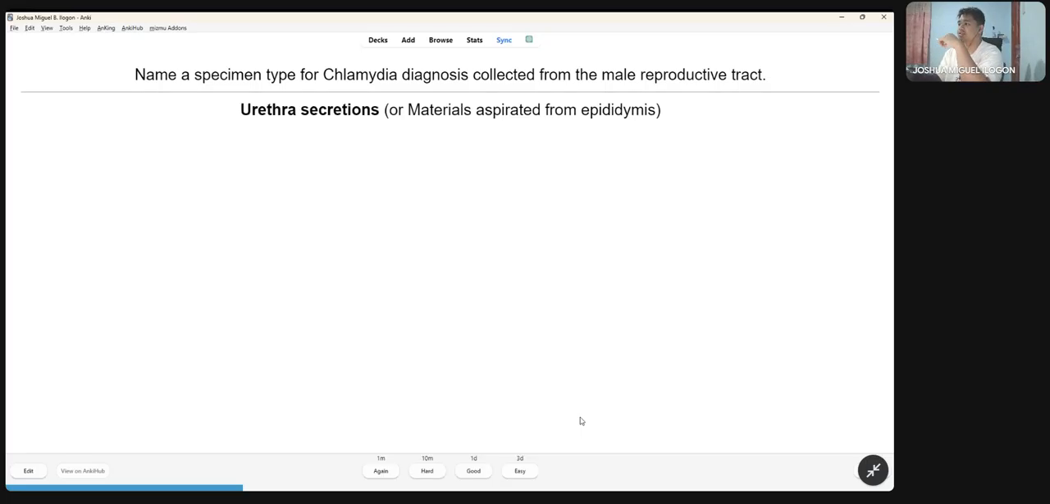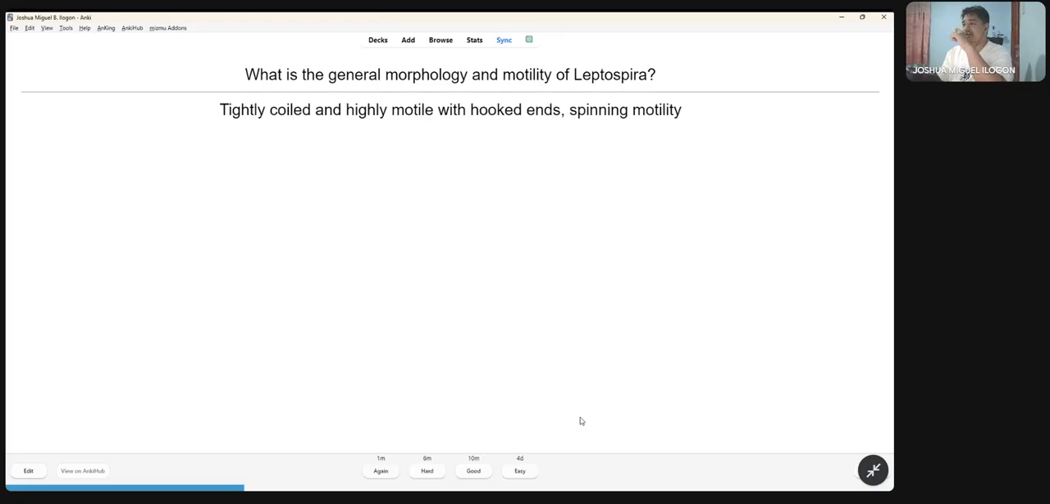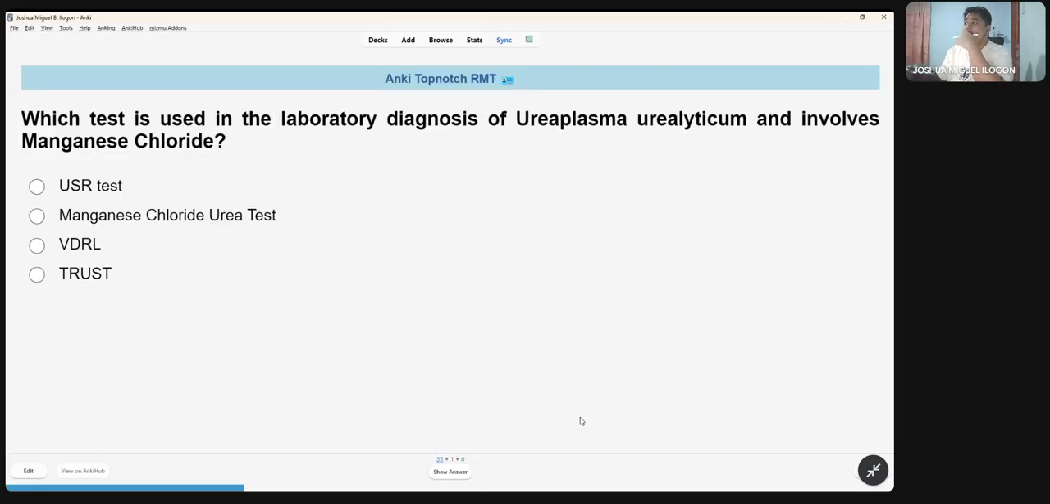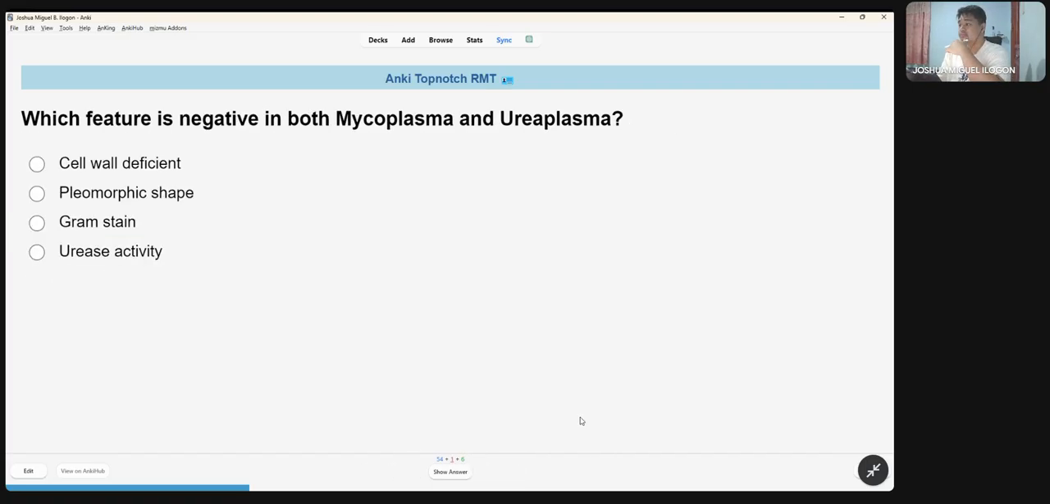Urethral discharge. That's gonna be good for sure. Specialized microscopy technique used for leptospira diagnosis. Darkfield. General morphology and motility of leptospira: spinning motility. Manganese chloride in the test for the urealyticum.